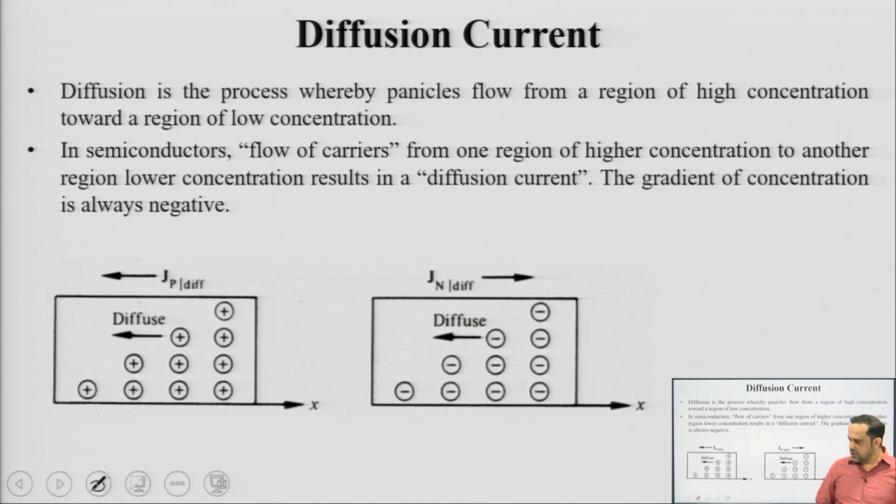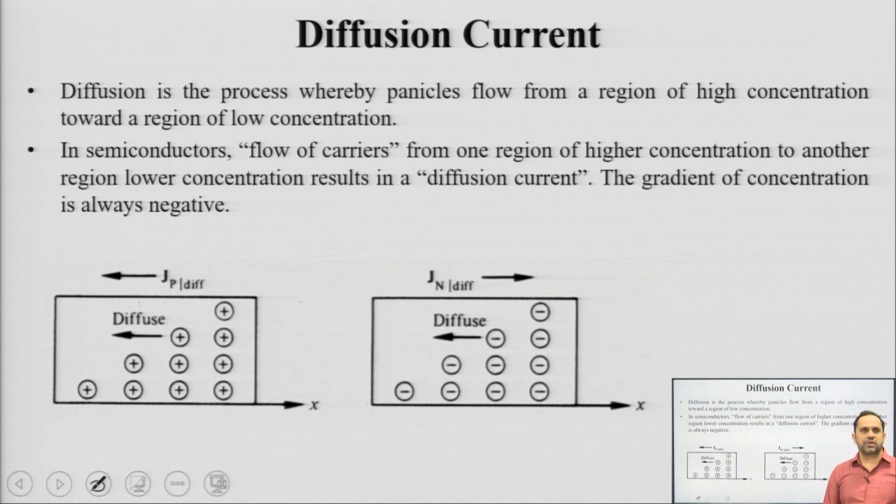Let us proceed further and discuss the second mechanism of charge carrier transport, which is diffusion. Okay. So, we have done drift, we have done mobility, now we want to study diffusion. This is the process by which particles flow from a region of higher concentration to a region of lower concentration. So, the flow of carriers from a region of higher concentration to a region of lower concentration produces what is known as diffusion current.